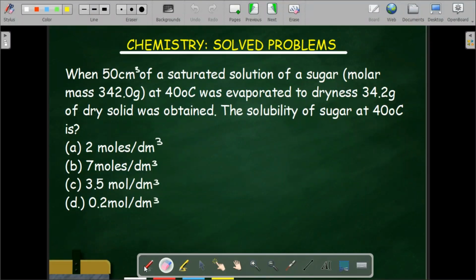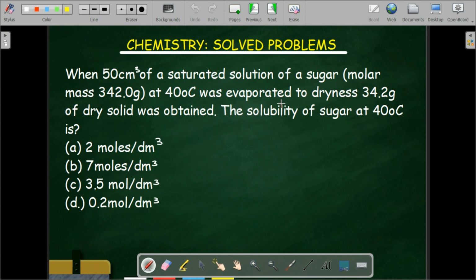Okay, so this is another question. This question is basically testing your understanding of solubility. When 50 cm cube of a saturated solution of sugar with a molar mass of 342.0 gram at 40 degrees Celsius was evaporated to dryness, 34.2 gram of dry solid was obtained. What is the solubility of the sugar at that temperature?